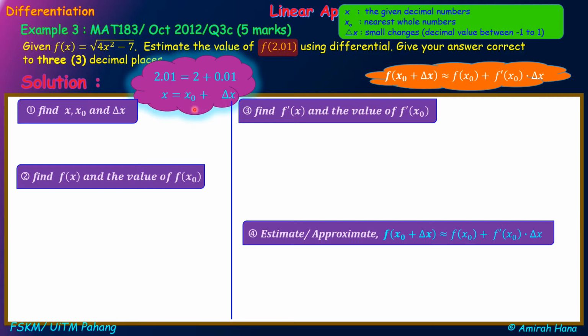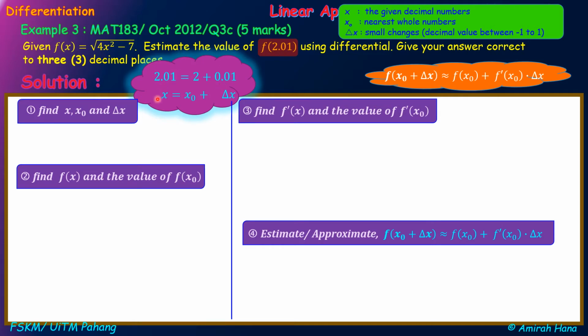What is x naught? x naught is the nearest whole number. From 2.01, the nearest whole number is 2. And then we need to add something to get back 2.01, which means we need to add 0.01. So our delta x equals positive 0.01.